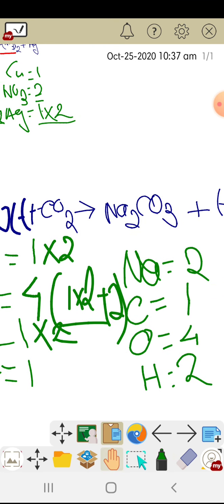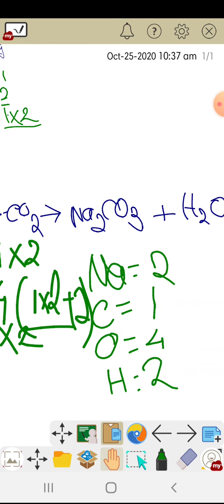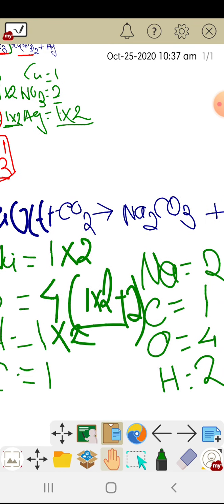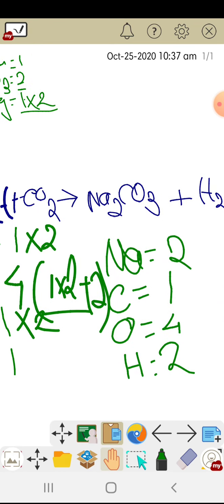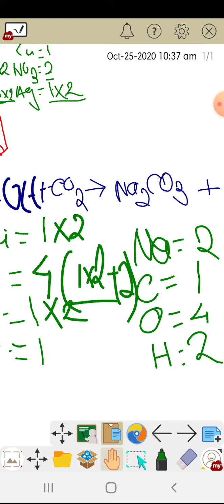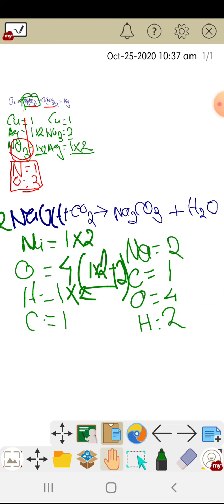Done. Now coming to this side. Na is becoming 2. Oxygen is already 4. Balanced. Hydrogen also becomes 2. Carbon is 1 on both sides. Thus, this is a balanced equation.